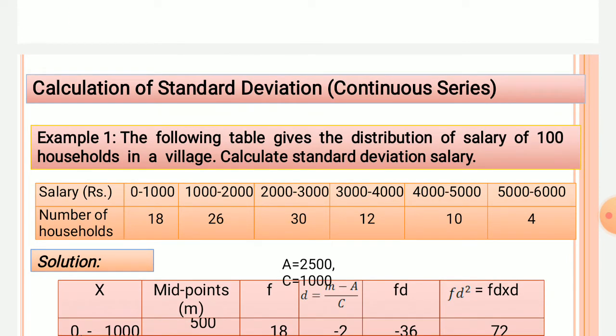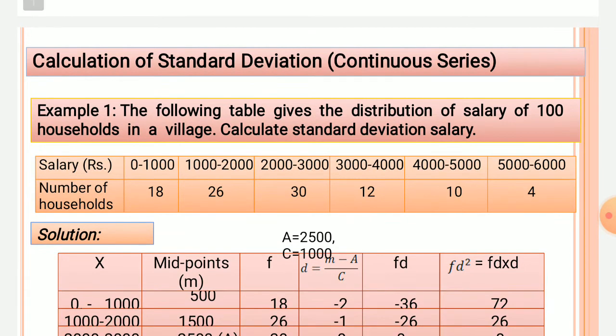The following data gives the distribution of salary of 100 households in a village. Calculate the standard deviation of salary. Here the class interval of salary is given and the number of households, the frequency, is given. So from this data we can calculate the standard deviation.